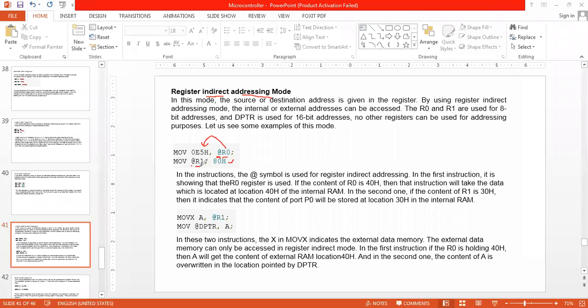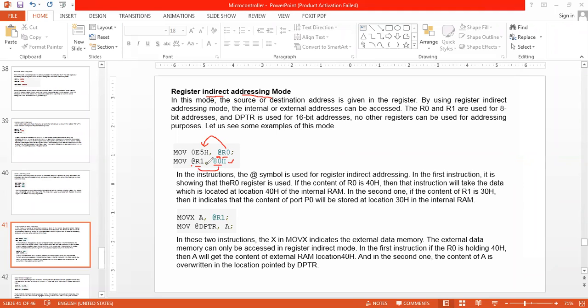Now in this, at R1, whatever R1 is having is not considered as data. It is considered as an address. Okay, so what will happen? Into that address, whatever the data inside the A is, that is going to be copied.